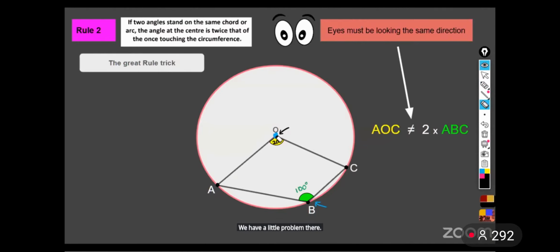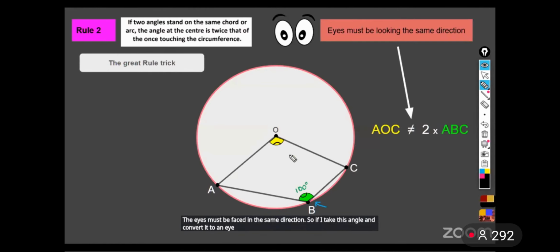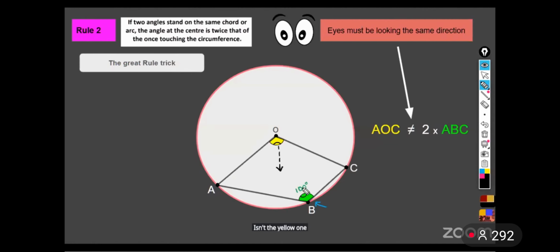Let me explain why. Remember, for it to be rule 2, the eyes must be facing the same direction. So if I take this angle and convert it to an eye, and this one to an eye, isn't the yellow one staring downwards? And isn't the green one staring upwards? Are they looking in the same direction? Yes or no? Is that a situation where two eyes are staring in the same direction?